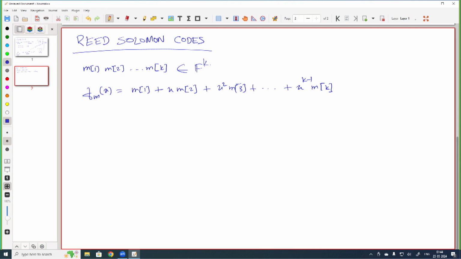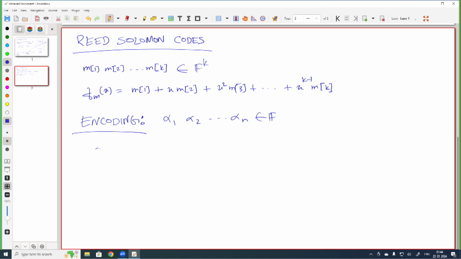Now, what is my encoding scheme? Encoding scheme means I have to convert this message into a code word with some n symbols. What is the most natural way to do this? The most natural way is to pick some n elements, which I will call, let us say, alpha 1, alpha 2, up to alpha n in this field, and evaluate the polynomial at those points.